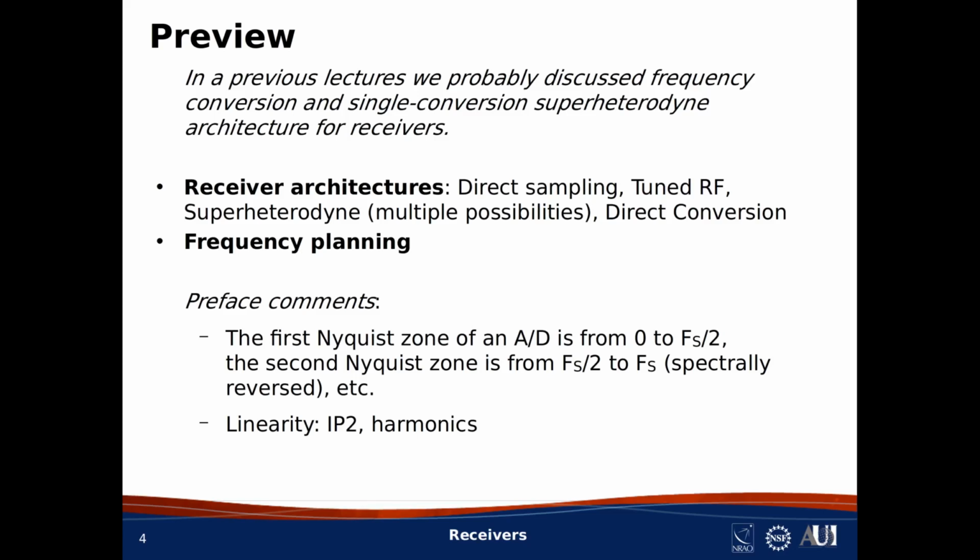In particular, I'll mention IP2, which stands for second order intercept point. Now, this is simply one way that we quantify the linearity of a receiver. Higher IP2 is more linear. For the purposes of this lesson, all you need to know is that the nonlinearity of receivers results in harmonics, which are copies of the signal at integer multiples of the original center frequency.